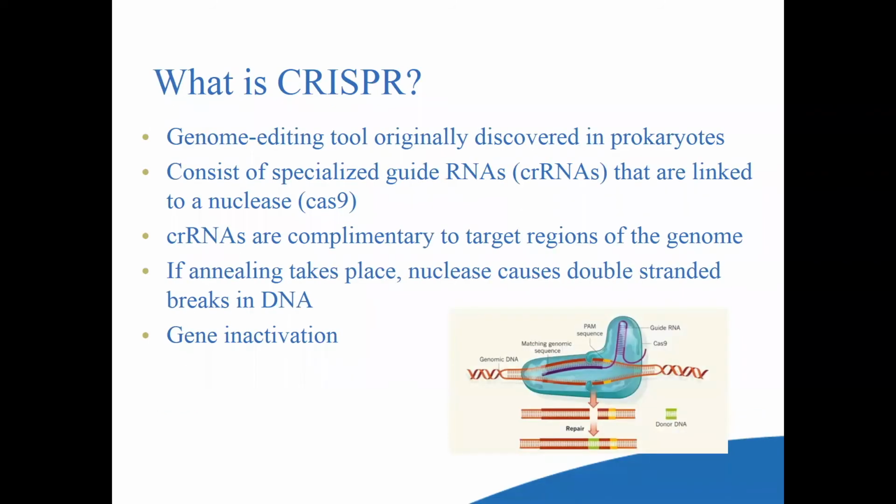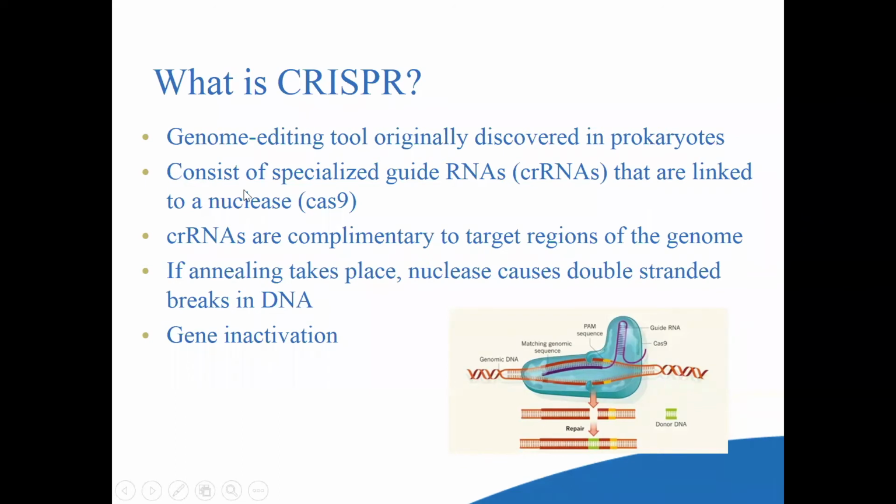The other piece of really interesting technology that we're working with is using CRISPR in ex vivo organs. So CRISPR, as you know, is a genome editing tool that was originally discovered in prokaryotes, and it consists of a guide RNA that's linked to the Cas9 system. And then basically the guide RNA binds to its complementary target, and you are able to break that DNA by the Cas9 nuclease, and this results in gene inactivation.